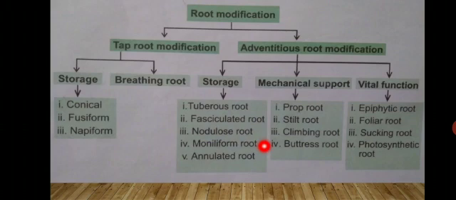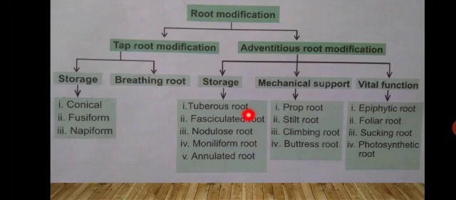Next examples: Portulaca, parupukira, and Momordica, which in Tamil we say paharkai, and Basella, pasalaikirai. These are some of the examples for moniliform root. The last one is annulated root. Annulated root looks like a ring-like structure. Simply we say a ring-like structure, where swelling occurs. For example, Psychotria, the lemon wood tree.